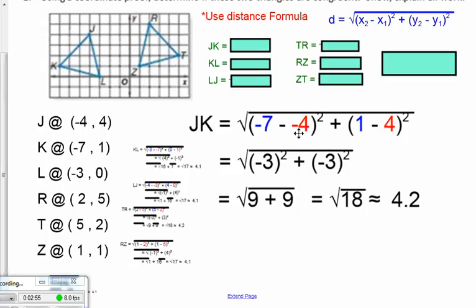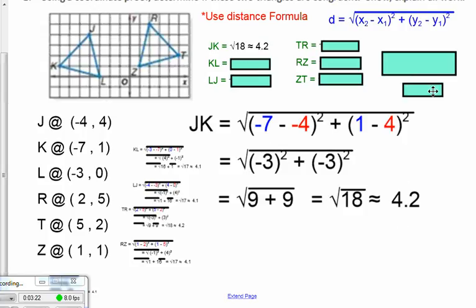-7 minus -4. Remember, minusing a negative would be like adding a positive. So -7 plus 4 would be -3. 1 minus 4 is also -3. -3 squared became 9. -3 squared became 9. So I have the square root of 9 plus 9. 9 plus 9 is 18. So I'm looking at the square root of 18, which is about 4.2.